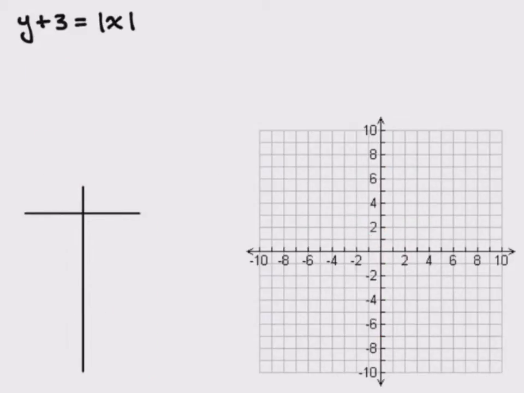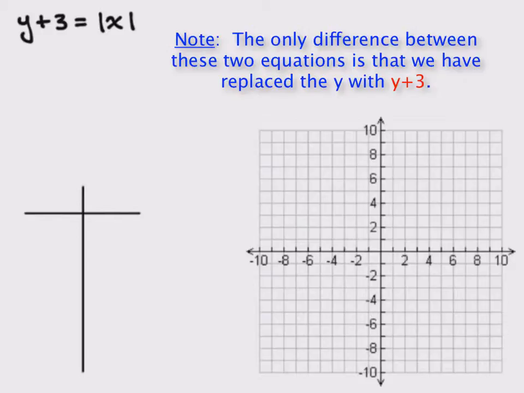Alright, let's try graphing another equation in the family of absolute value graphs. Here we've got y plus 3 equals the absolute value of x. Now of course, the only difference between this equation and our original baseline equation y equals the absolute value of x is that the y has been replaced by a y plus 3. And I wonder, what's the effect going to be on our graph?